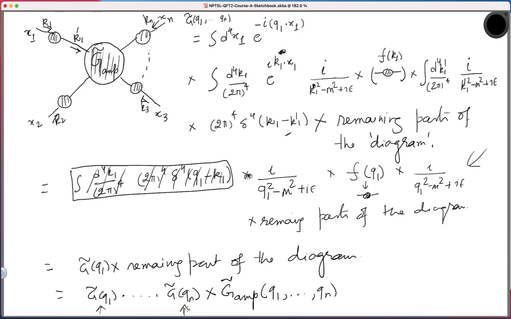Okay, good. So this is what I wanted to show, and then we are almost there. I will make a connection of this with the scattering amplitude. I will define it, and then we will proceed from there.